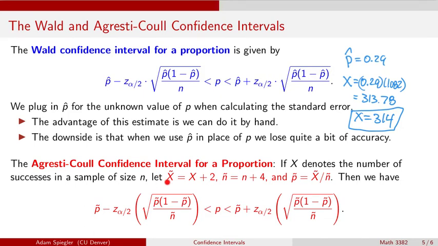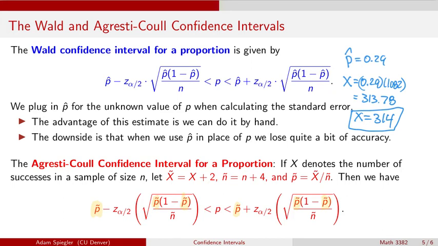And so now taking this adjusted number of successes and dividing by this adjusted sample size, we get p tilde, which is x tilde, x plus 2, divided by n tilde, n plus 4. Otherwise, the formula is the same. We're using the exact same formula for the Wald confidence interval. We are just introducing p tilde, and we're going to place p tilde in place of every p hat that we had in the Wald confidence interval.